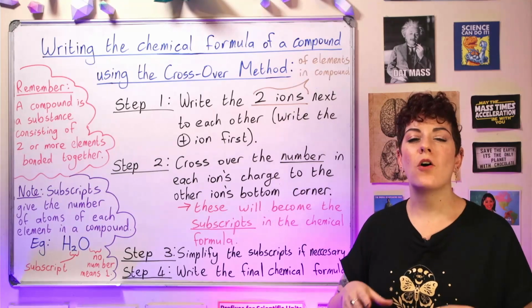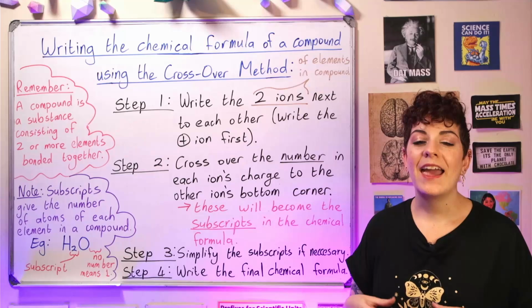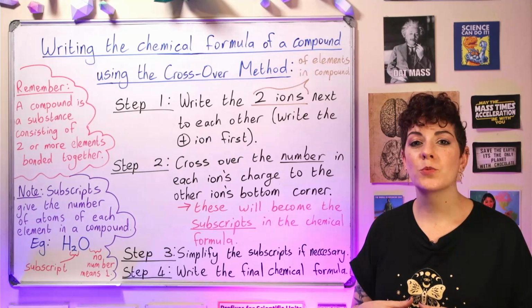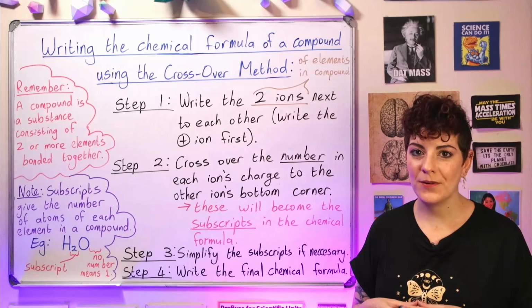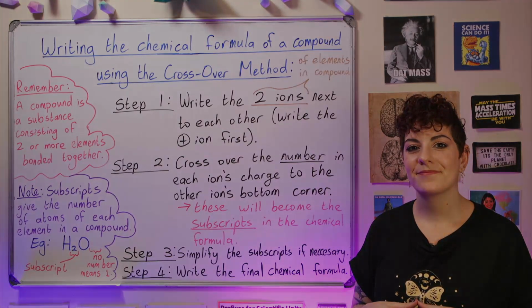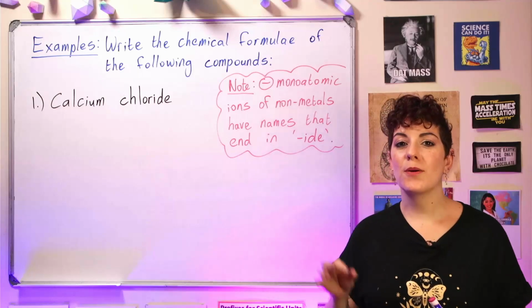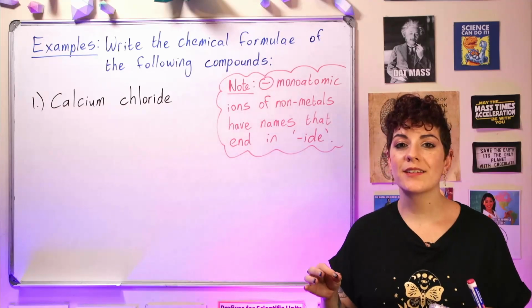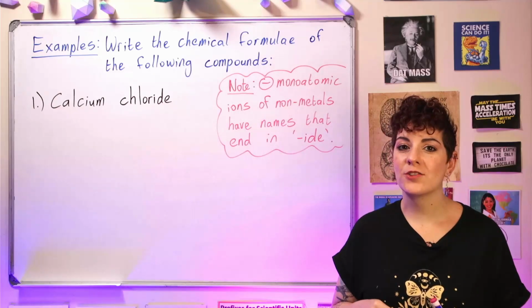We will look at a whole bunch of different examples of writing chemical formulae, and while we go through those examples, we'll check out other rules for writing chemical formulae as well. Let's check it out. Okay, so now we're going to work through a bunch of examples where we can practice writing the chemical formulae of compounds using the crossover method.